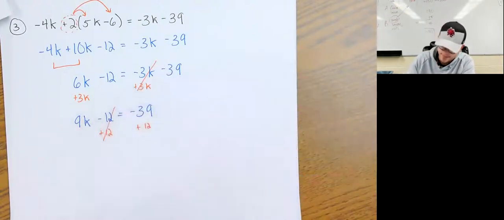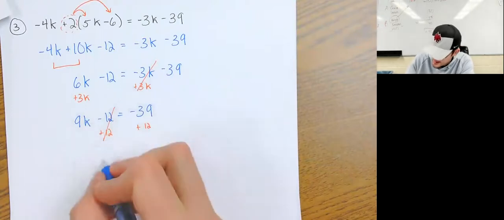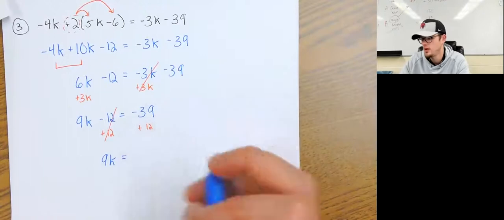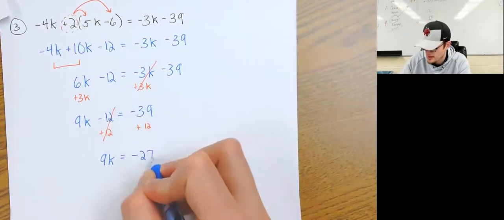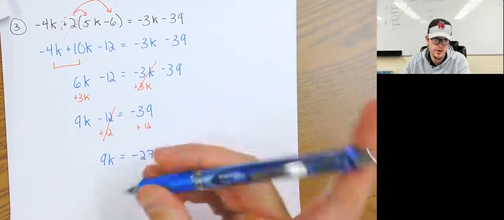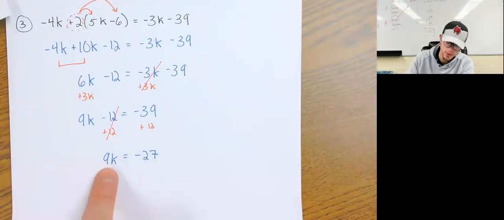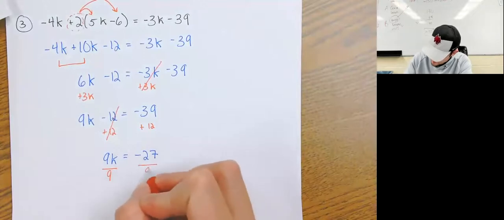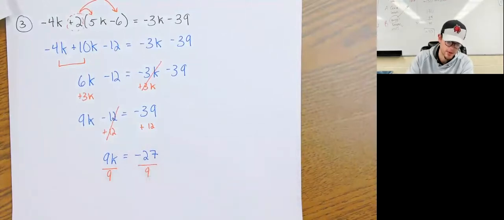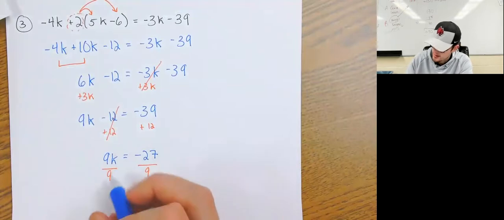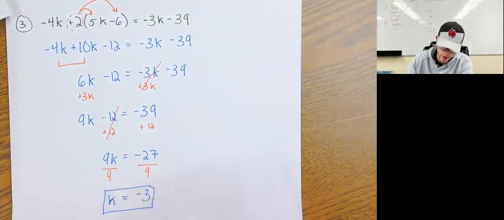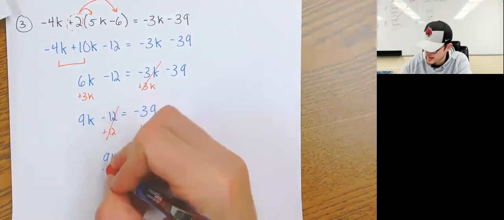That's gone. So now I get 9k. Negative 39 plus 12 should be negative 27. All right, now the very last step is I need to get rid of this multiplication, and I do that with division. All right, so I'm left with k equals negative 3. Forgot to cross something out. I need to cross this out. That's gone.